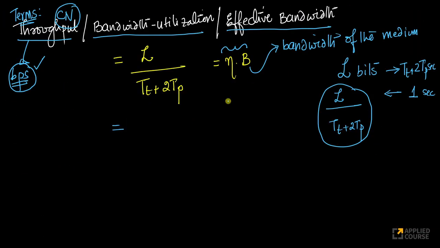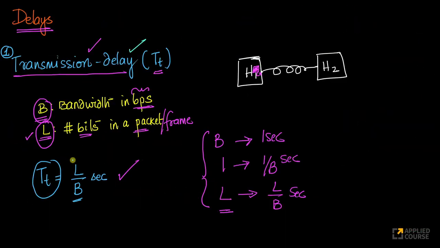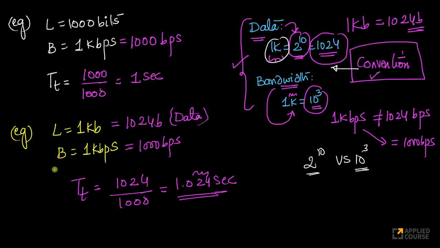So now let's continue this. What if I divide both numerator and denominator by B? Or let's just do this: L by B into B. In the numerator, I can do this, right? Division by B and multiplication by B. Then I have TT plus 2TP. Now what is L by B? If you look at the previous, L by B is nothing but your transmission delay.